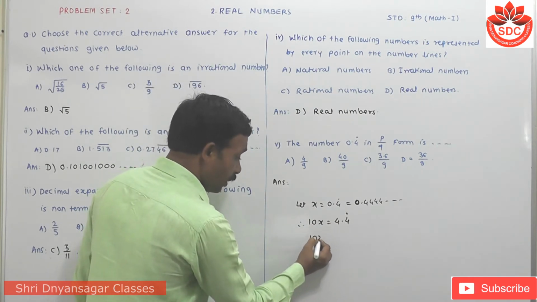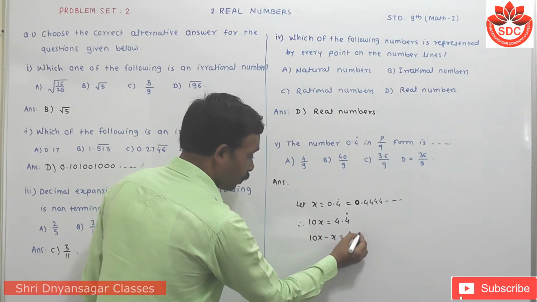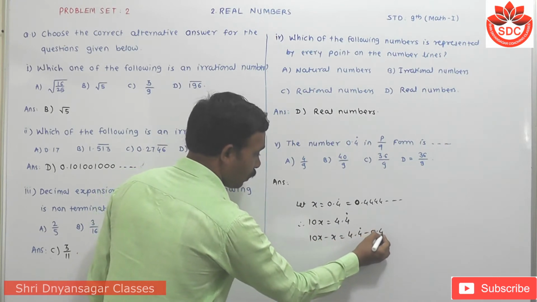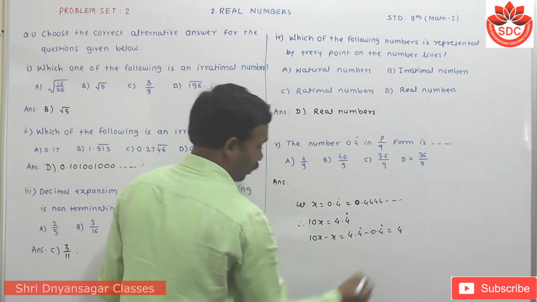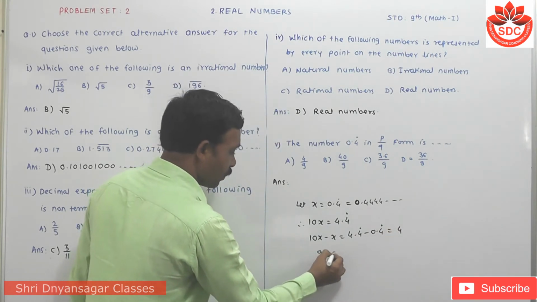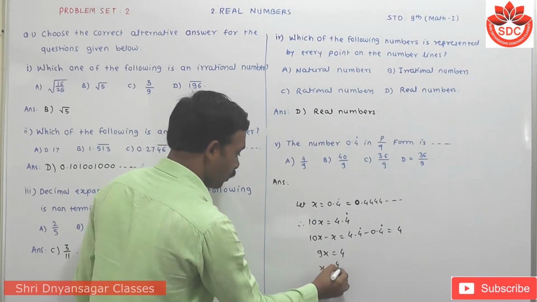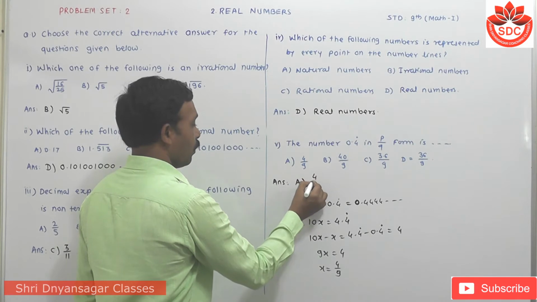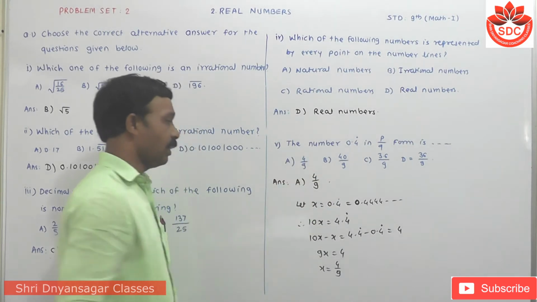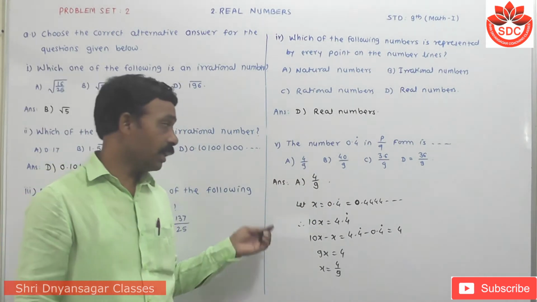Now subtract: 10x minus x is equal to 4.4 bar minus 0.4 bar. The subtraction gives 4, which means 9x equals 4, so x equals 4 upon 9. So the answer is A, 4 upon 9. Can you understand this? Okay, we have to solve the remaining at home.